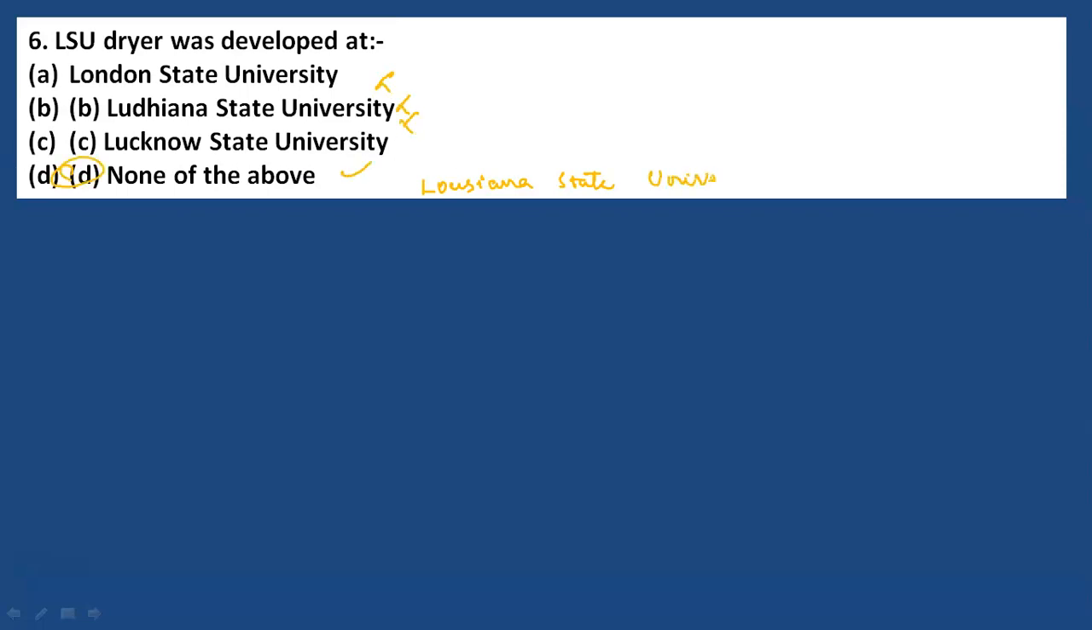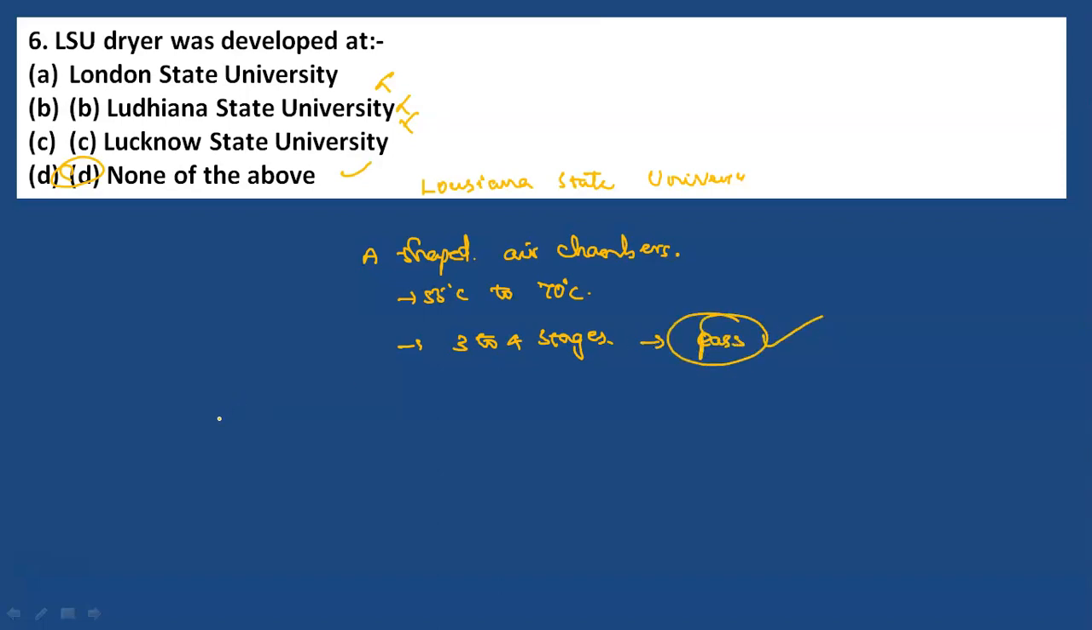This dryer consists of A-shaped air chambers, and the drying air temperature varies from 55 degrees Celsius to 70 degrees Celsius. The drying process is carried out in 3 to 4 stages, and each stage is called a pass. This is what you need to know about the LSU dryer. So option D is the correct answer, none of the above. LSU stands for Louisiana State University.